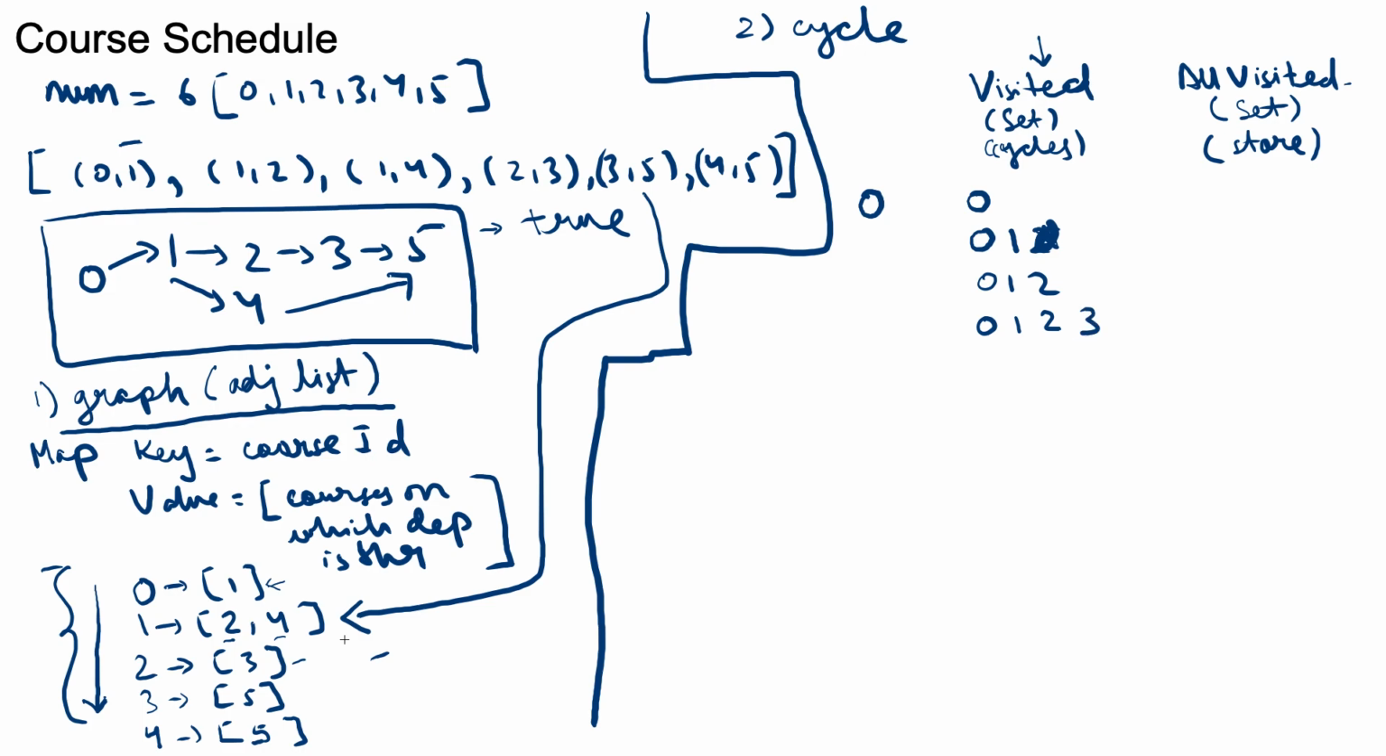Here we are simply traversing our graph in a depth first search manner, and I am writing it out to make it clear so that we can find out whether there is a cycle or not. Now from 3 we can go to 5, so 0 1 2 3 5, and from 5 we don't have anything because 5 doesn't have any dependency.